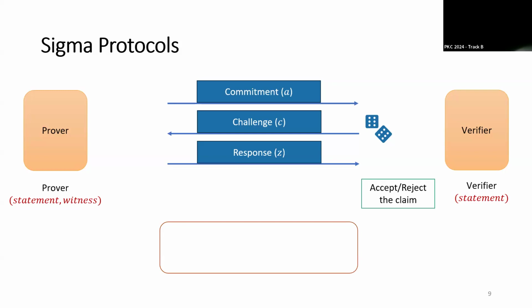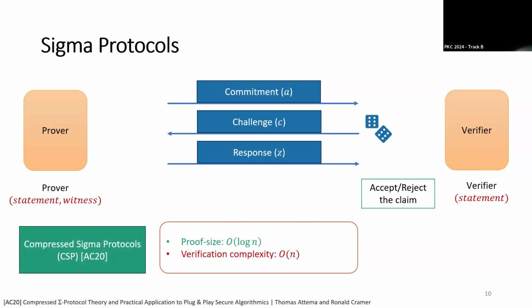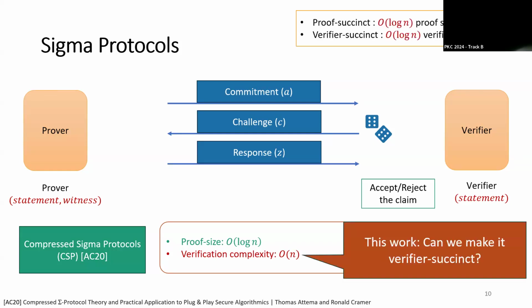And at the end of this interaction, we have these guarantees. We have a linear proof size protocol and linear verification complexity. Now, Attema-Cramer's work lifts these Sigma protocols to logarithmic proof size. However, it retains the linear verification complexity. Our work asks the question, can we make it verifier succinct along with having the proof succinctness?